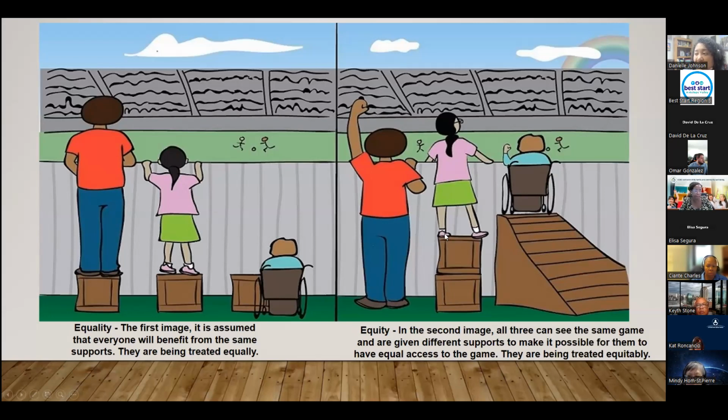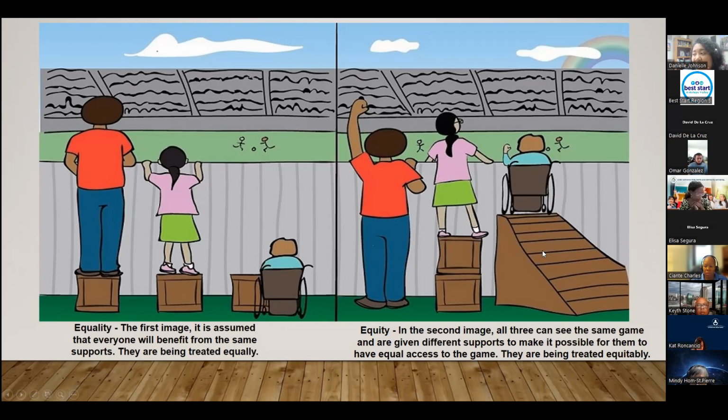In the second screen, we're seeing equity. We're seeing 3 people. The first person does not need an additional box. He can see over the fence perfectly. It would make no sense to give him any extra. The second person, who was kind of tiptoed in the first picture, needs 2 boxes to see over the screen. They need just a little bit more to be able to see at the same rate as the first person.